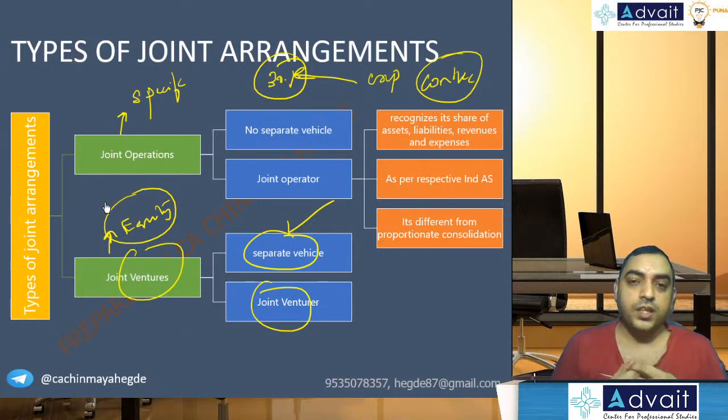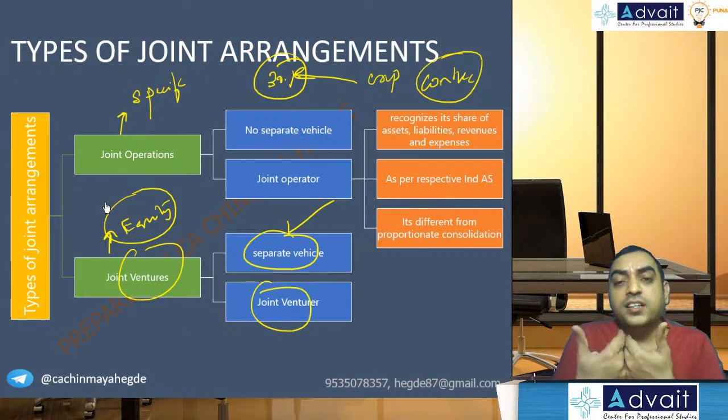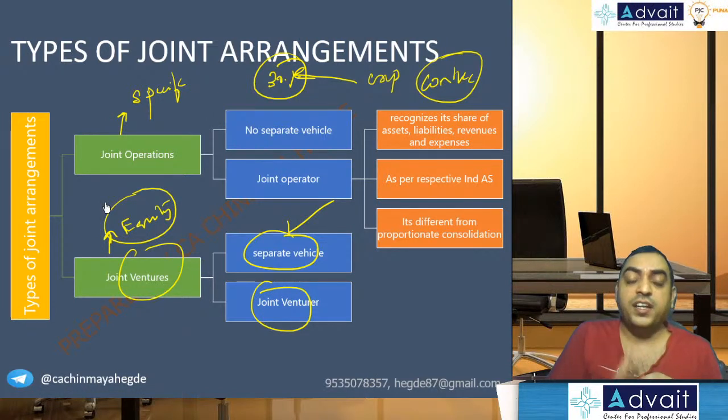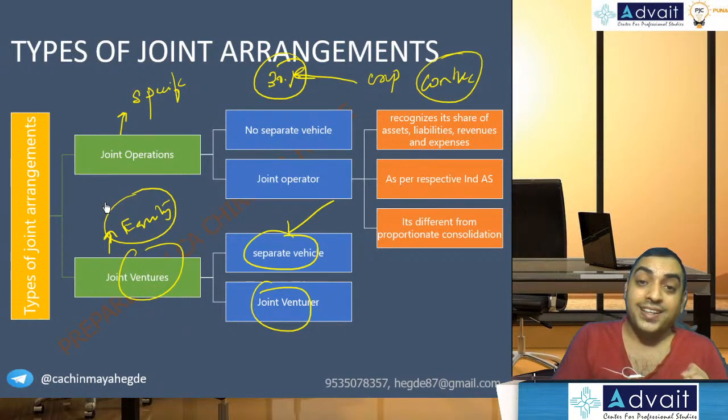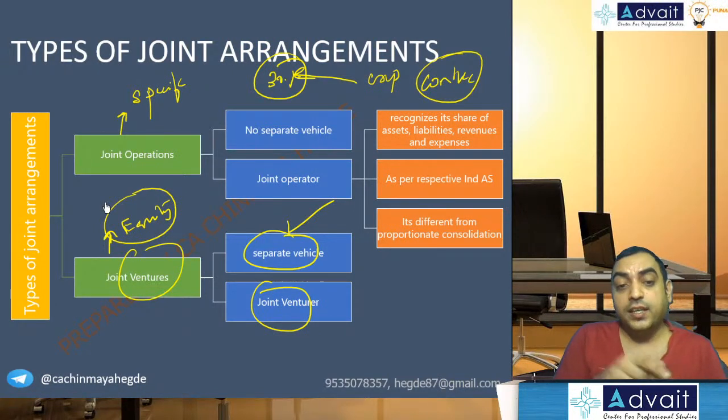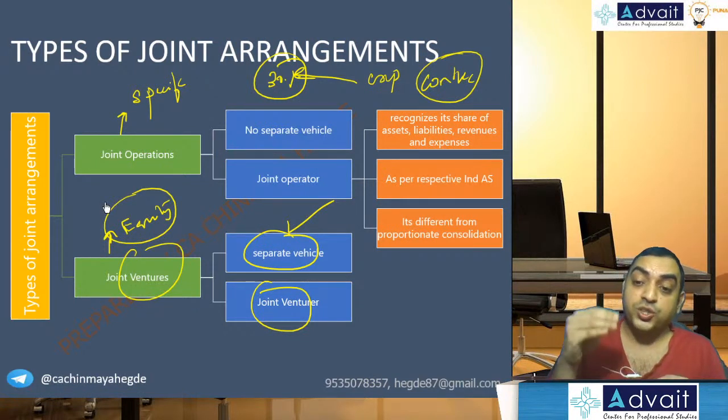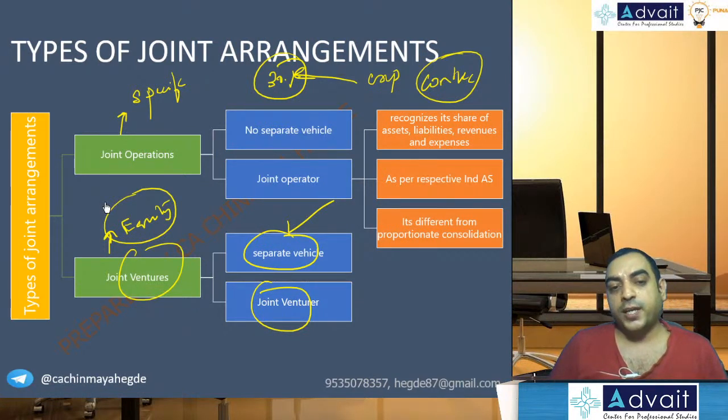What is an associate? Where you have significant influence. Normally we say significant influence means having 20% or more. Did you get the point, my dear friends? Joint control, joint arrangement, then associate. And for the joint venture and associate, we follow the equity method of accounting. We will understand the equity method of accounting, then we'll go for one problem. Any questions so far, my dear friends?